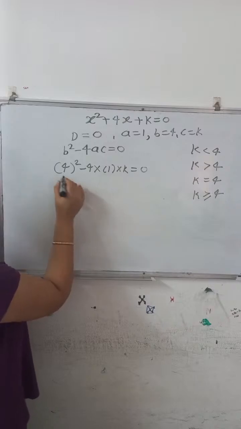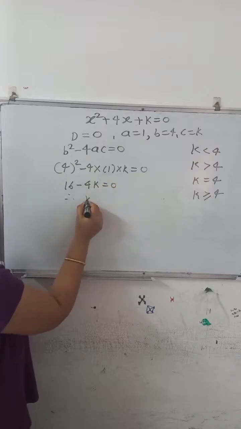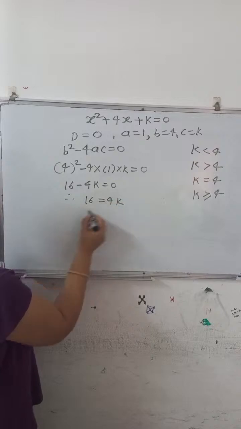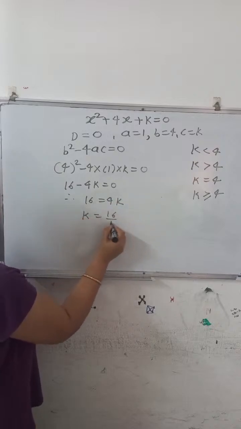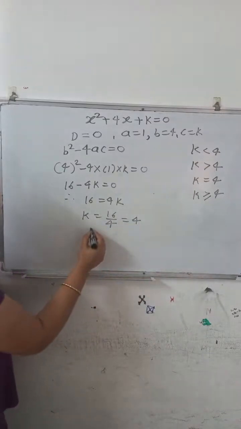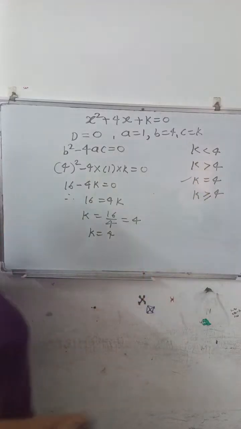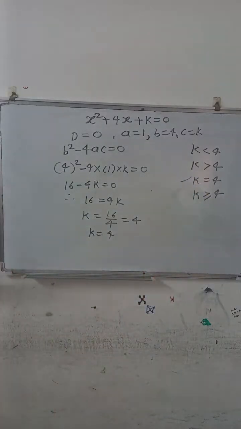So 16 minus 4k is equal to 0. Therefore 16 is equal to 4k and k is equal to 16 by 4. Here 4 4s are 16, so the answer you will get is k is equal to 4. So which option is there? Option C is the correct option. Okay, solve step by step. Don't just guess and tick mark the answer. Solve, you know the steps how to solve.